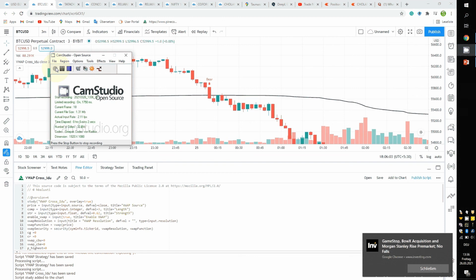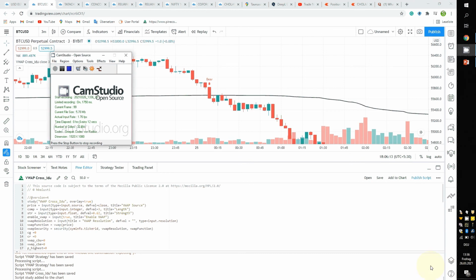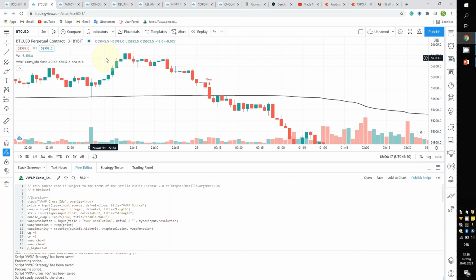Hello there. Today I would like to discuss a strategy with you. It's a VWAP strategy which one can implement by himself. So I would like to show you how I have implemented this indicator myself, and it exploits the concept of VWAP. For those who don't know what VWAP is, VWAP is basically volume weighted average price.